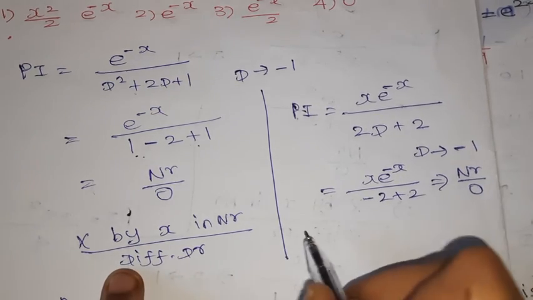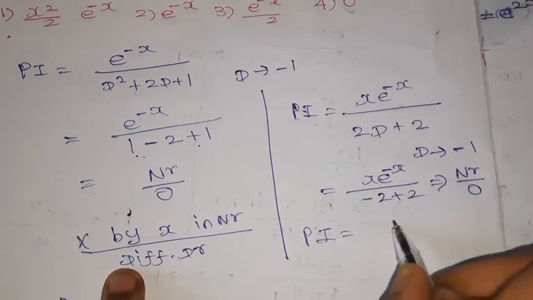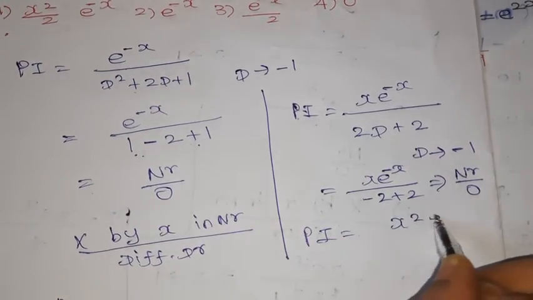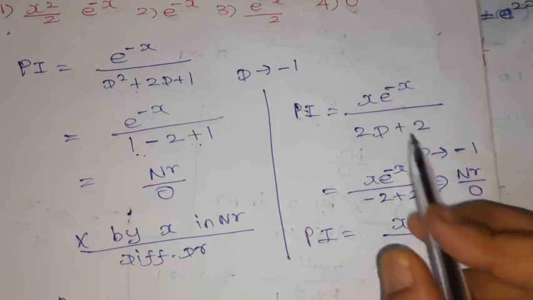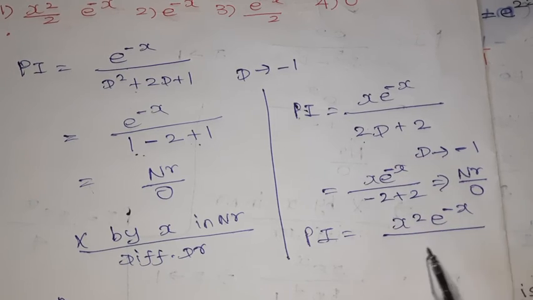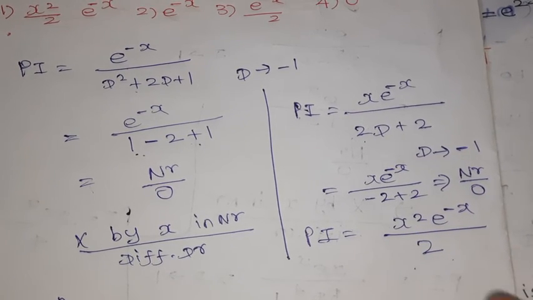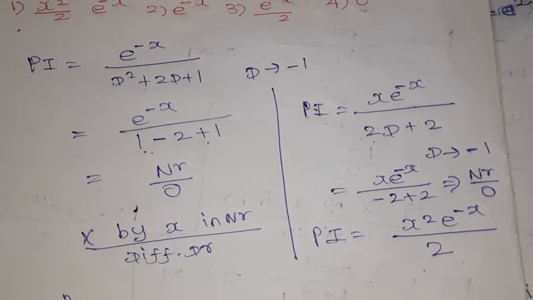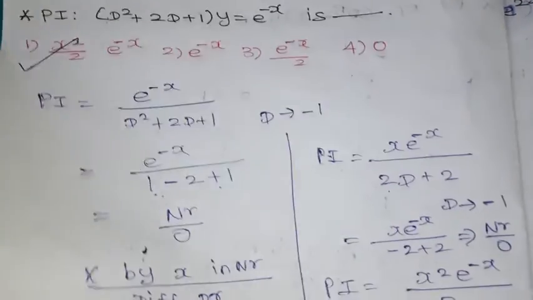So we need to do the same thing again. Multiply by x in the numerator, so x squared into e^(-x). Then differentiate the denominator; differentiating gives 2 only. So x squared by 2 into e^(-x). This is the right option. Option 1 is the right option for this problem.